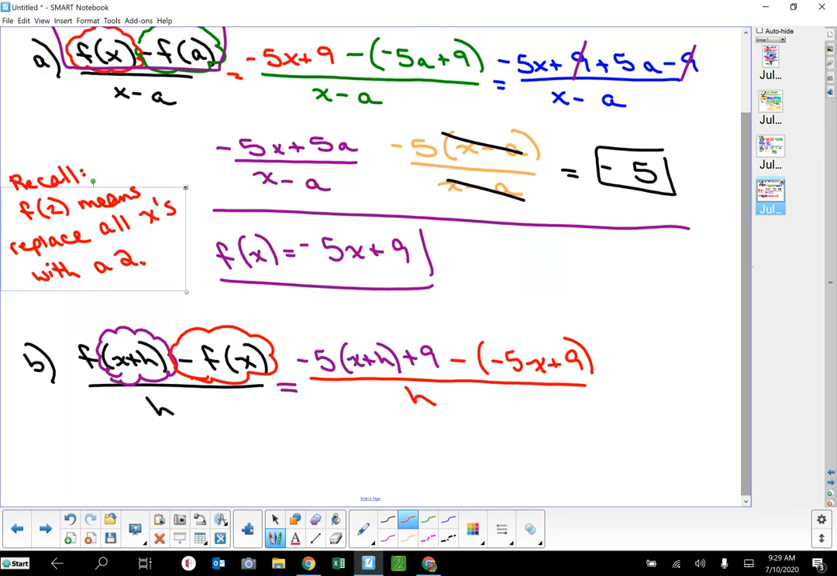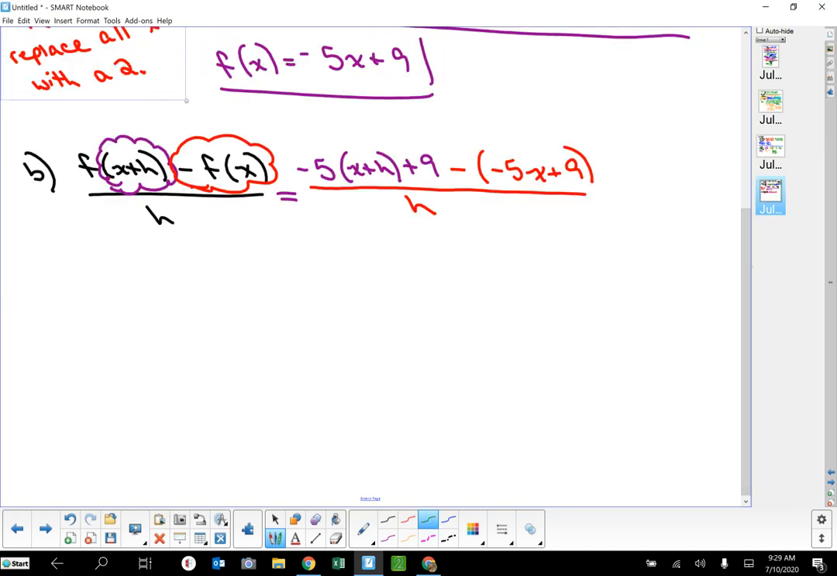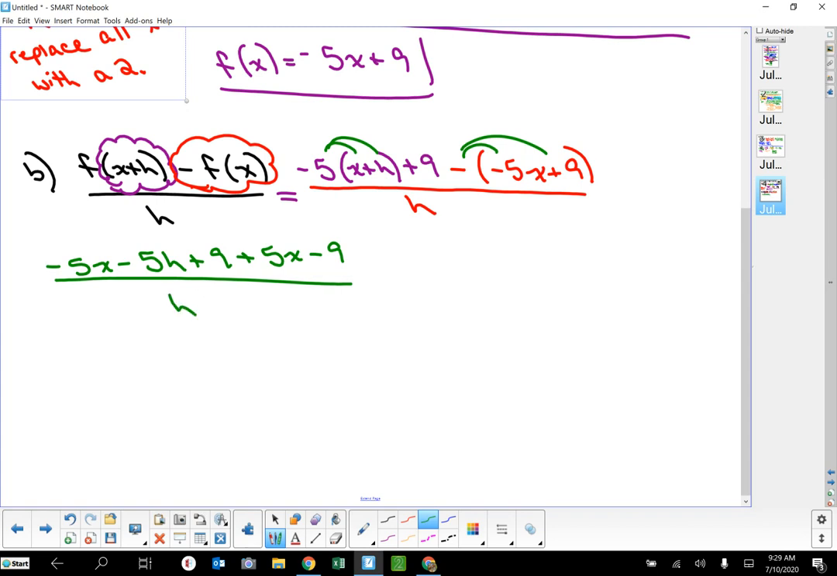All right, well, we've got a bunch of simplifying we've got to do here. Let me get some more space. So I'm going to distribute on top and simplify. So I have negative 5x minus 5h plus 9 plus 5x minus 9 all over h. All right, well, these are designed so that generally you're left with terms with h in them. So you'll notice the x terms have different signs, so they cancel each other out. The constants have opposite signs, so they cancel out. So we're left with negative 5h over h, and then the h's cancel out, and we're left with negative 5.